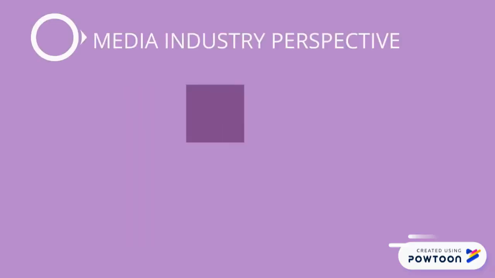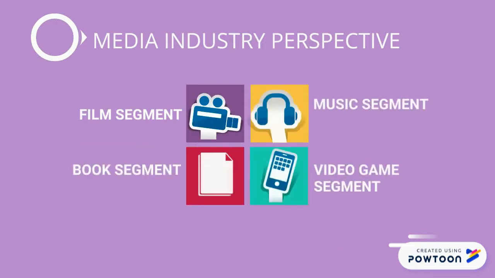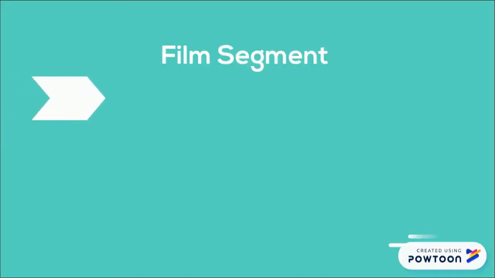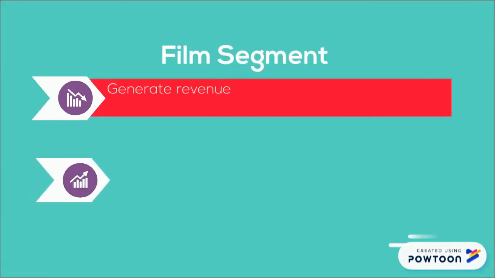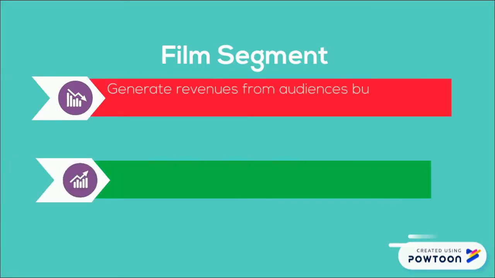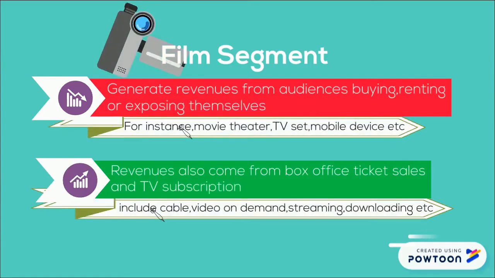Media industry perspective. So basically, it is an overview of success from 4 different aspects: film segment, music segment, book segment, and video game segment. In film segment, they generate revenues from audience buying, renting, or exposing themselves. The revenues also come from box office ticket sales and TV subscriptions.